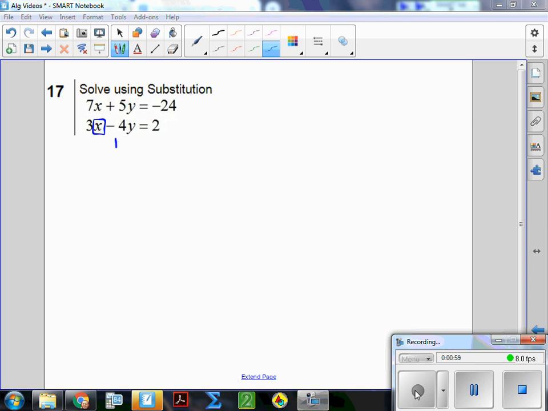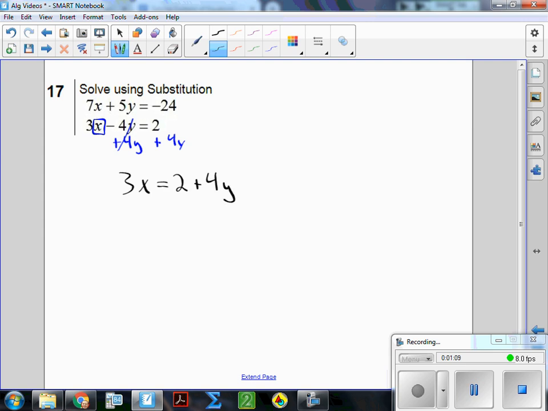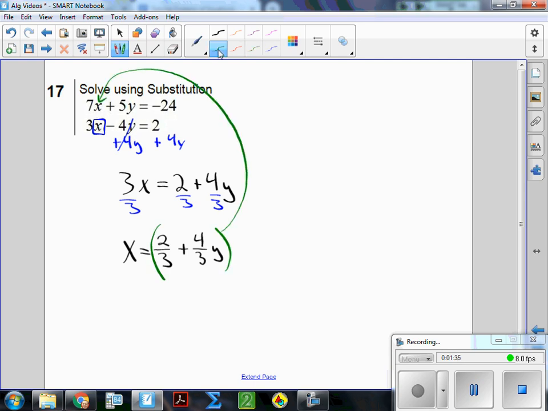So first, I'm going to add 4y to both sides of the bottom equation. It gives me 3x equals 2 plus 4y. Then I need to divide by 3. And so x is equal to 2/3 plus 4/3 y. No matter what number I used to start with here, I would have had fractions to deal with. This is my expression for x, so I'm going to substitute it in for x into the other equation.